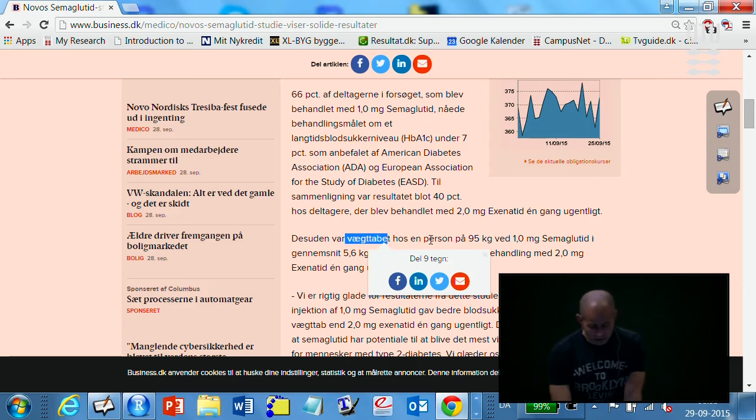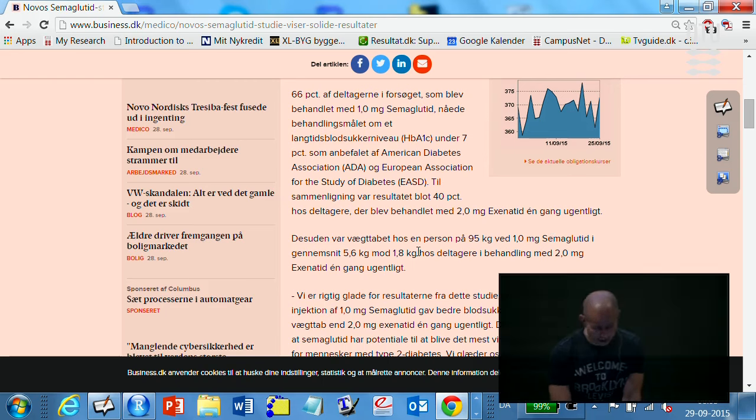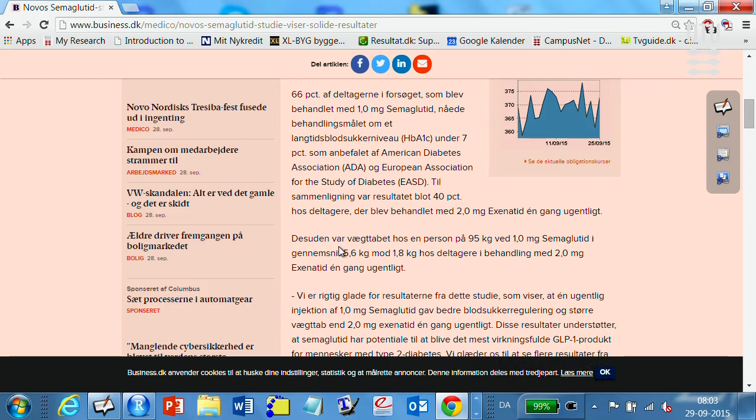the weight loss of a person of 95 kilos when you use the drug in a specific way was 5.6 kilograms versus 1.8 kilograms with some people doing something else, using a drug from a competitor company, in this case, I believe. So they show that they are better than the others. They make a decision. I see that these data tell me this, these data tell me that.